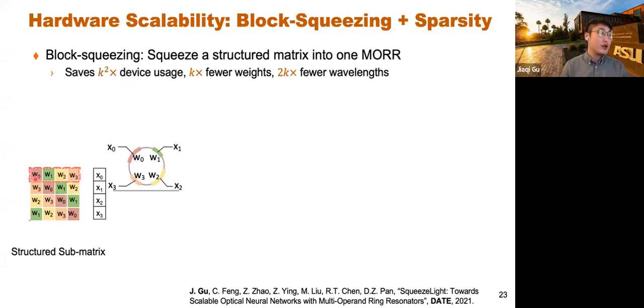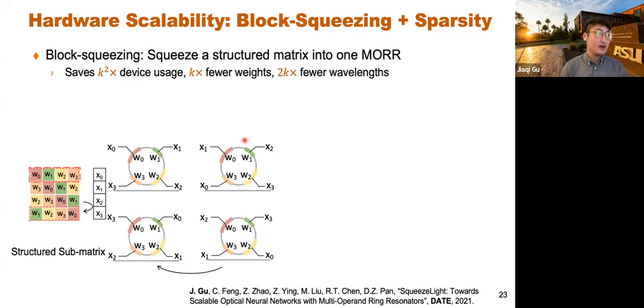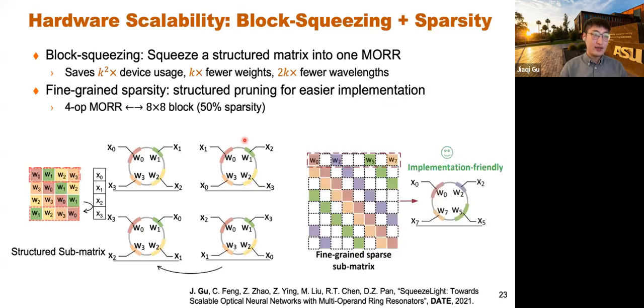For example, if you implement the first row, you just assign x0 to w0, x1 to w1, and so on. If you want to go to the second row, you don't need to implement a second ring. With the same ring, you just rotate the input: you assign x1 to w0, x0 to w3, and so on. So just rotate the input, apply it to the same segments, and you can implement the entire matrix. You can reuse the same hardware, the same device, to squeeze the whole matrix.